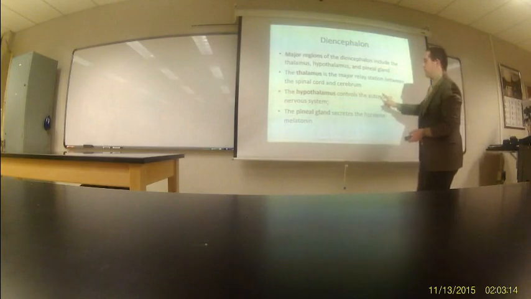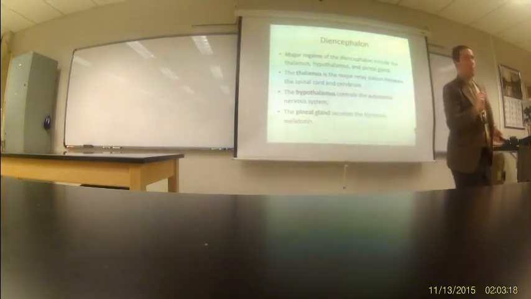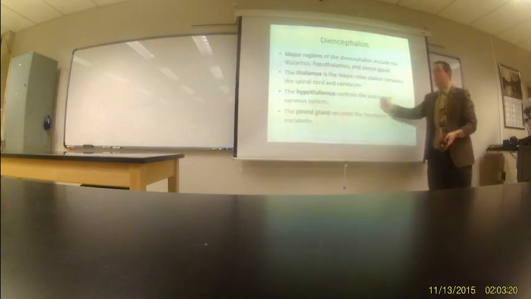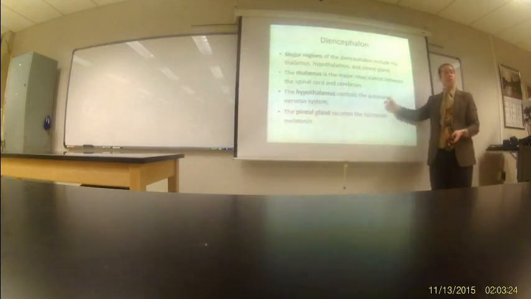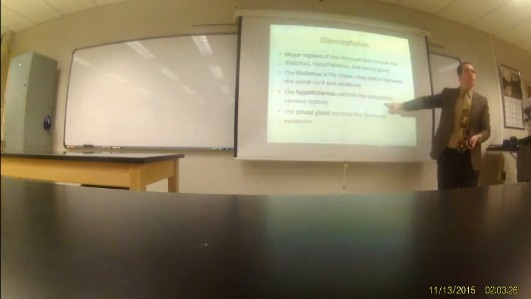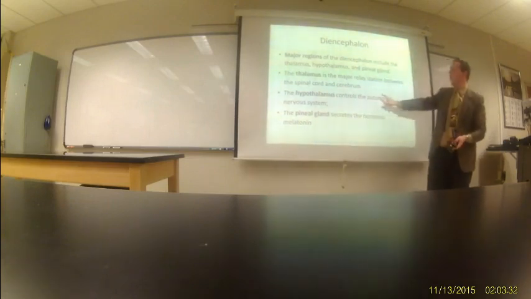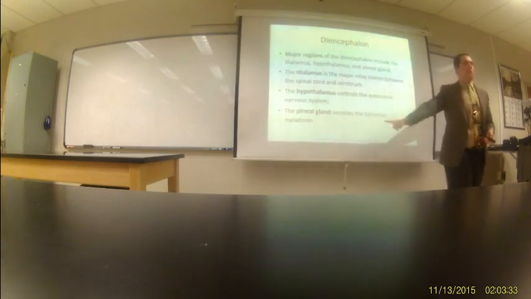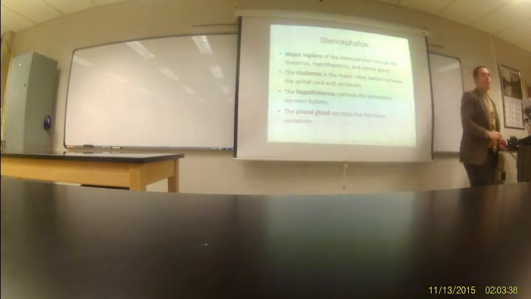The hypothalamus controls the autonomic nervous system. That's an important point. We'll talk more about the autonomic nervous system, so this doesn't seem like a big deal now, but it will be later today. So remember, the hypothalamus controls the autonomic nervous system. Then the pineal gland secretes melatonin.